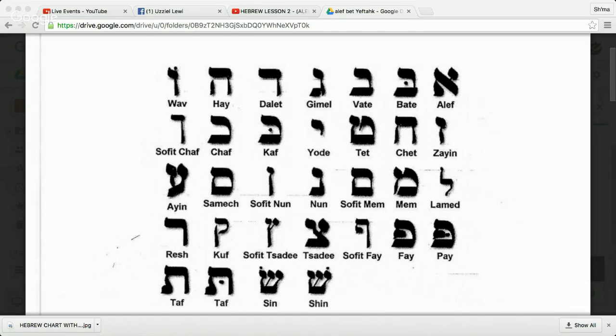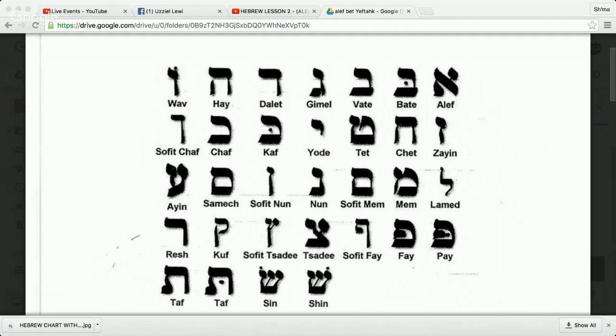The Sofim are used at the end of a word. That's the only time you will see the Sofim present, at the end of a word. So if you see a Sofit needs to be used, remember the rule, it's used at the end of a word. Okay, so there's 5 Sofim, we know that.